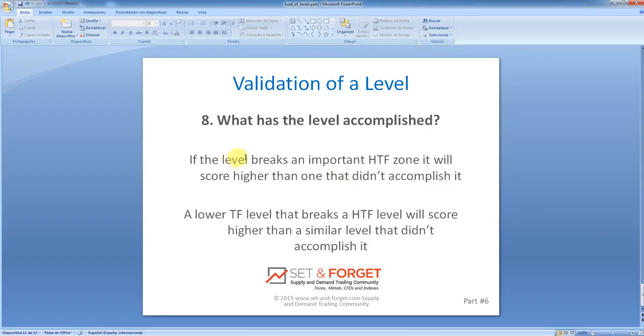So what has a level accomplished? If the level breaks an important higher time frame zone, it will score higher than one that didn't accomplish it. That's, I believe, clear and logical. A lower time frame level that breaks a higher time frame level will score higher than a similar level that didn't accomplish that. So if a daily area of demand removes an important area of supply on the weekly, do you think that level is weaker than one that didn't do it? So a level of demand that breaks a higher time frame area of supply is stronger than a level of demand that did not break a higher time frame area of supply. Okay? That's how games work.